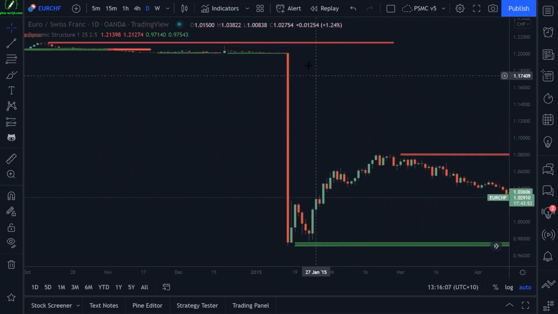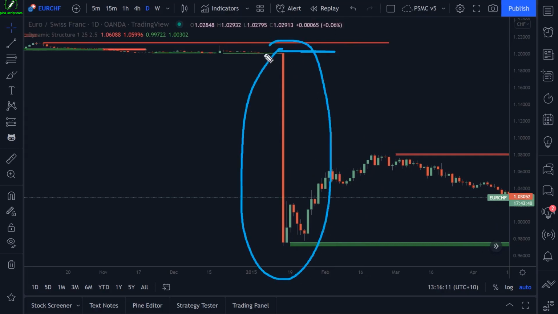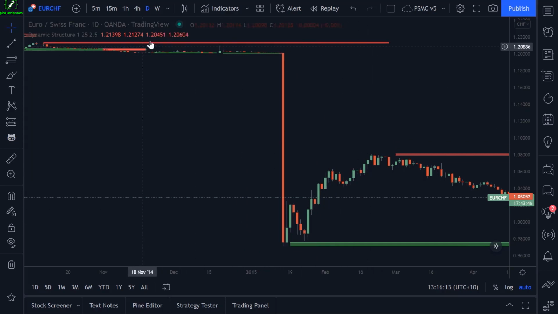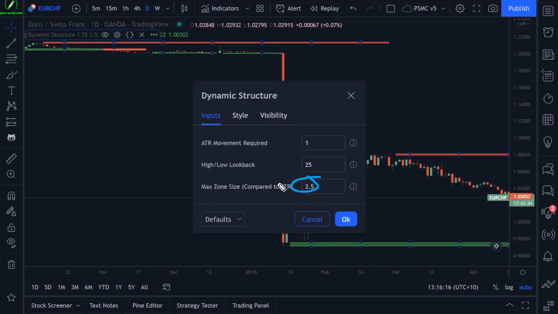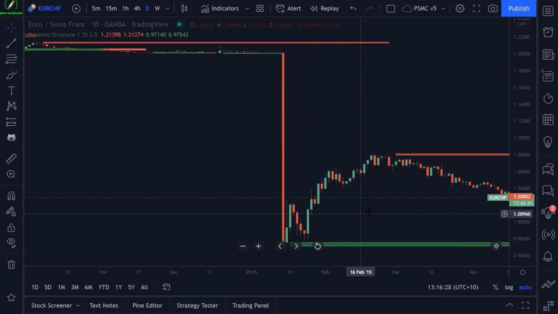So if for whatever reason, this candle here got detected as a support or resistance zone by the script, this setting here will make sure that it gets invalidated. If the distance from the low of the zone to the high of the zone is greater than 2.5 times the current ATR, the zone is ignored because it's too big to be tradable.